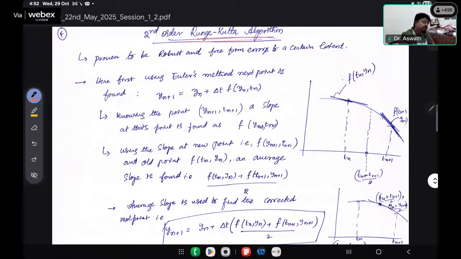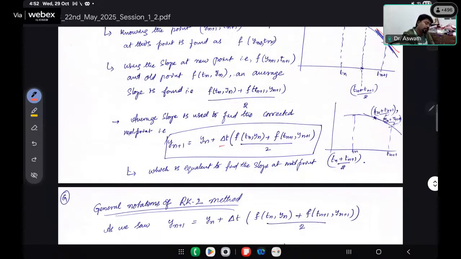What they did, instead of taking multiple slopes, they took slopes twice. One is at the initial point, another is at a later point. They took the average of both the slopes and used that for the correction. See, the slope at the old, the slope at the new, and their average, multiplied by delta t. This is the RK2 method.